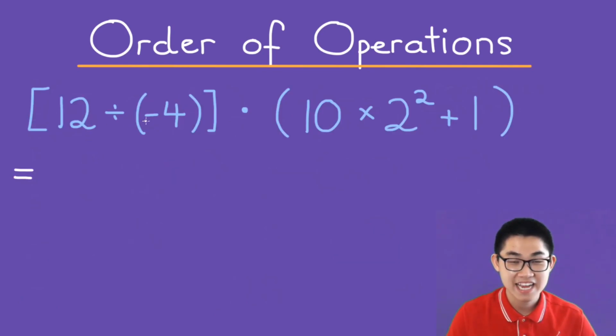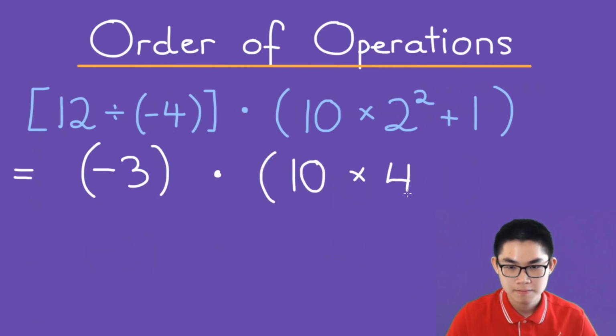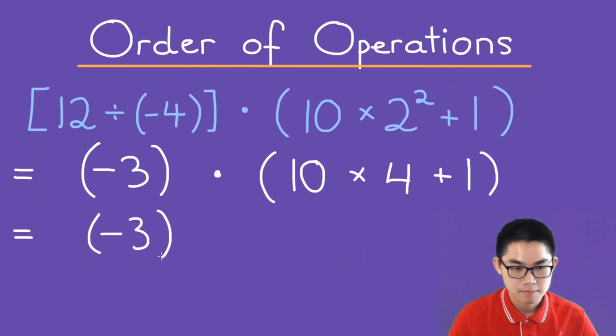12 divided by negative 4 is negative 3. On this side, 2 to the power of 2 is 4. So 10 times 4 is 40, and 40 plus 1 is 41. Now last thing, negative 3 times 41 is negative 123.